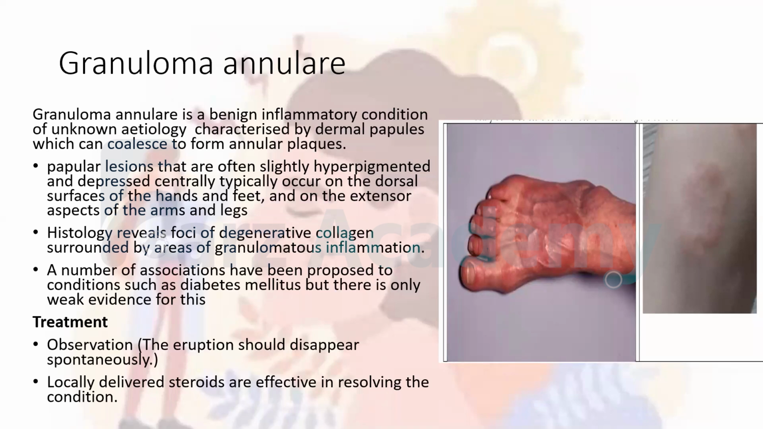A number of associations have been proposed to this condition, such as diabetes, which is the most common cause of granuloma annulare. So, if you see a patient with this, you will have to think that the patient might have diabetes, and you should also think of whether it is under control or not. So, how do you treat that patient? Mostly, it is self-limiting, and it is only by observation and symptomatic treatment. Locally delivered steroid in the form of topical ointments can also be used to treat the condition.